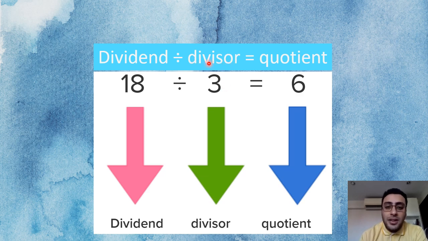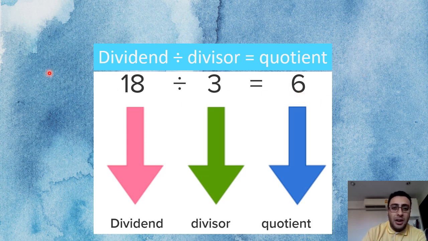Next is the divisor. Divisor is this one. Remember the 3 friends? 3 was the divisor. You divide the dividend by the divisor. Okay, so dividend divided by divisor equals the answer, which is called the quotient. So the quotient in this equation is 6. So 18 divided by 3 equals 6.